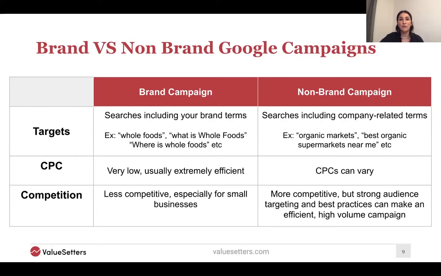So going back to our Whole Foods example, some non-brand keywords would be to the likes of organic markets or the best supermarket near me. If you had those keywords in your non-brand campaigns, a user searching that exact term or something similar to that term that contains your keyword in it, and you can control that, our ad will show.